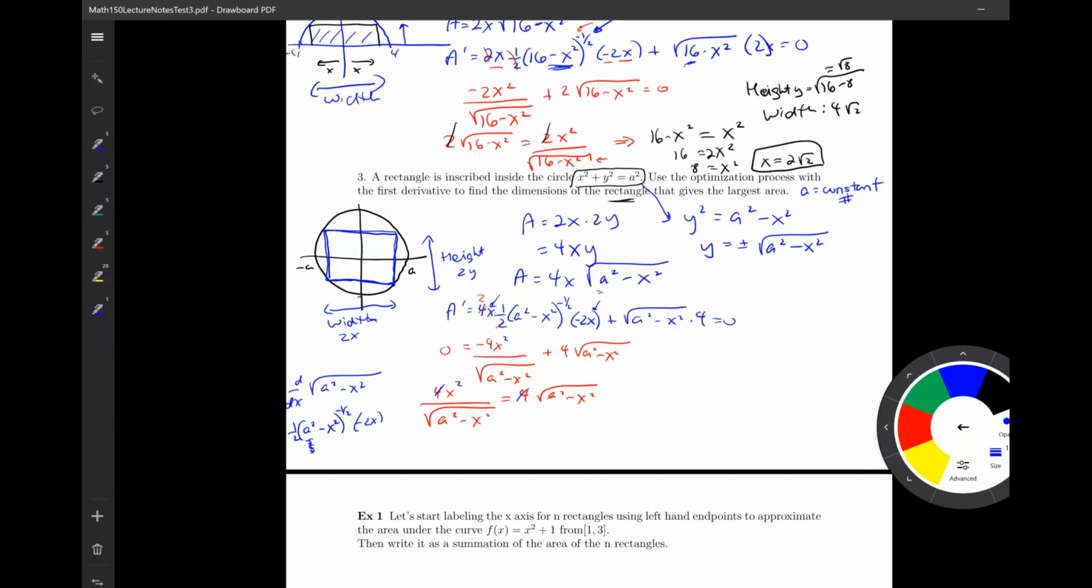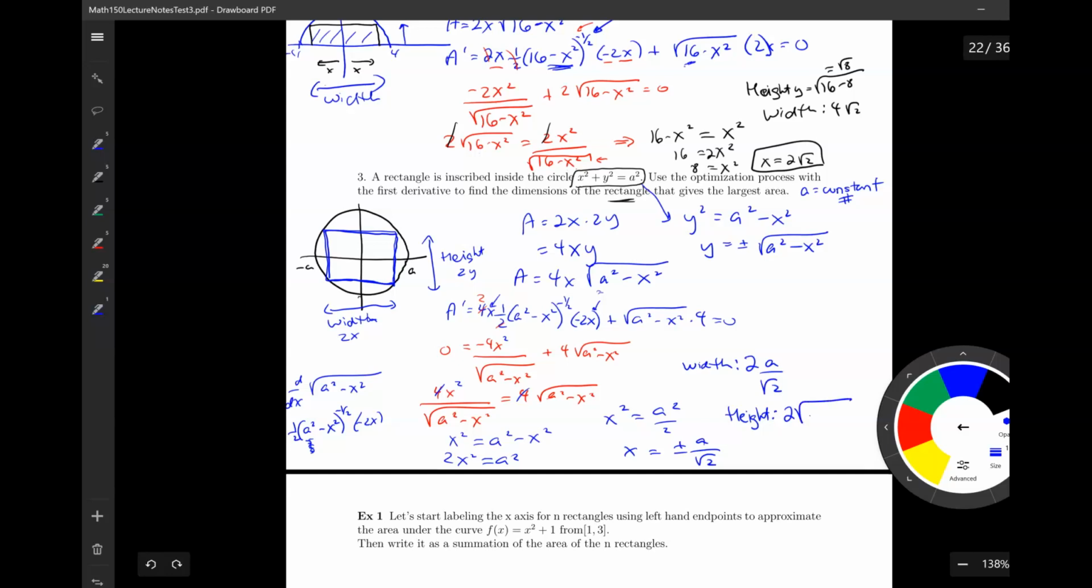All right, so I'm going to cross multiply by this radical. So I get x squared is equal to a squared minus x squared. Add over, so I get 2x squared is equal to a squared. So x squared is a squared over 2. So x will equal plus or minus a over root 2. So the width of my rectangle will be 2 of those, 2a over root 2. And the height of my rectangle will be 2 of the y's, so 2 times the square root of a squared minus a squared over 2.